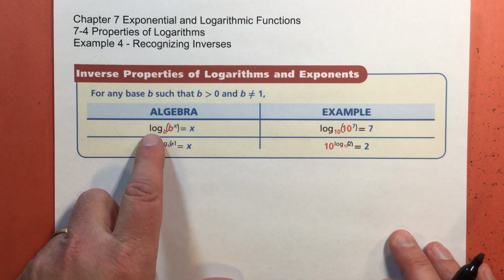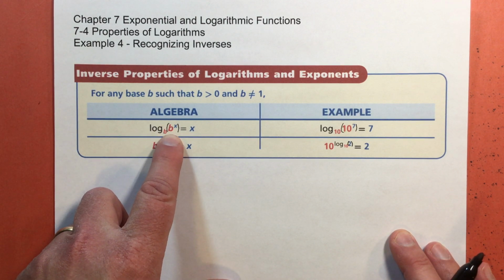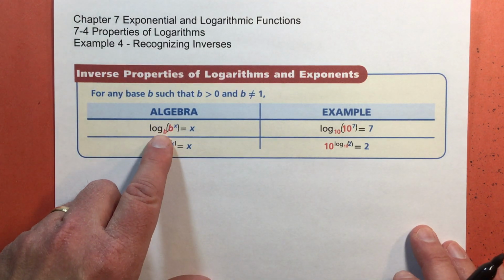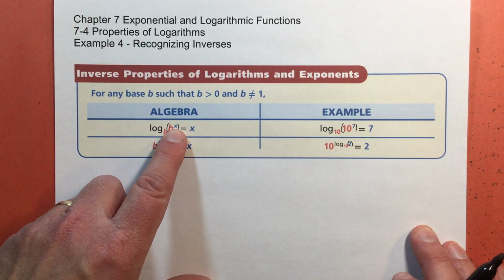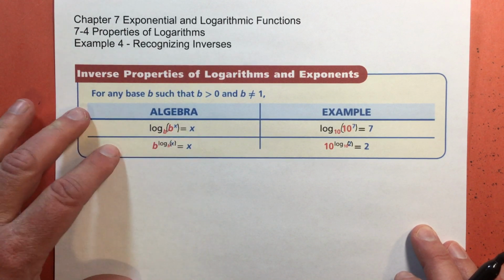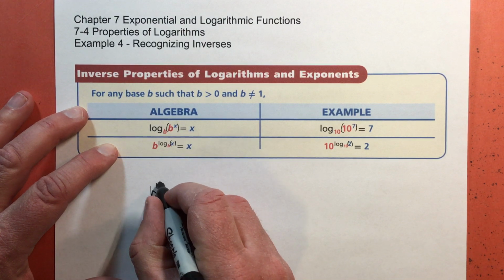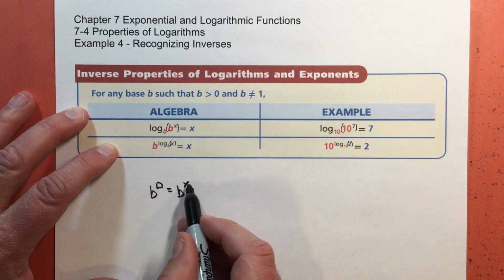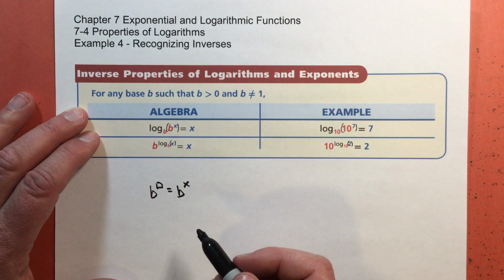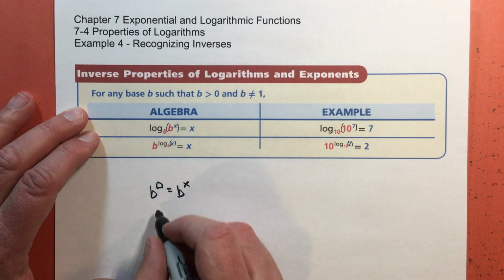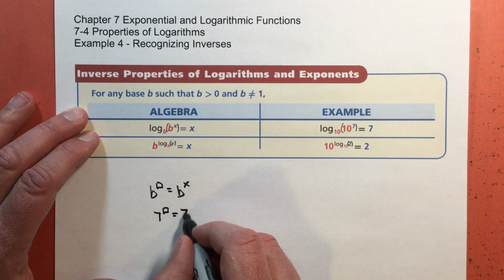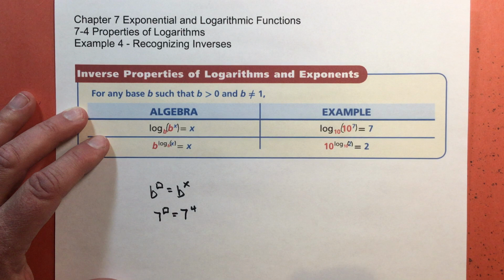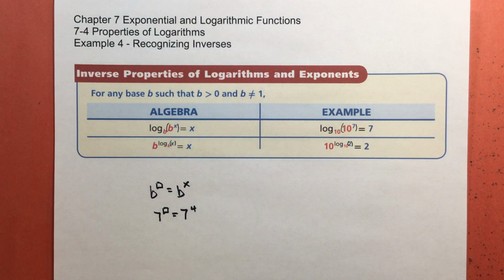Like for example, if I have log base b of b to a power, then this is literally asking b to what power equals b to the x power. I'm going to say that again. B to what power equals b to the x power? Well, since the bases are the same, then the exponents have to be the same. Wouldn't it just be x? So 7 to what power equals 7 to the 4th power? Well, duh, 4. So that's what you're doing with this property.